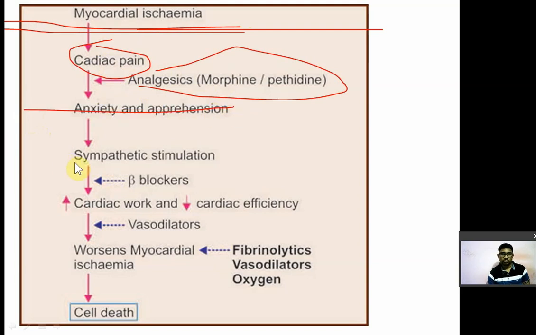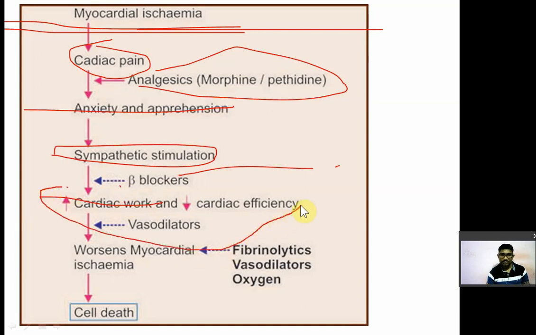Due to ischemia, there is an over sympathetic outflow. Sympathetic stimulation होता है. Ischemia की वजह से हार्ट स्टिमुलेट हो जाता है, एड्रेनलिन का रिलीज होता है. To prevent that, you can use beta blockers. In ischemia, there is an increased cardiac workload and decreased cardiac efficiency, so you can use vasodilators to decrease the cardiac workload and increase the cardiac efficiency.